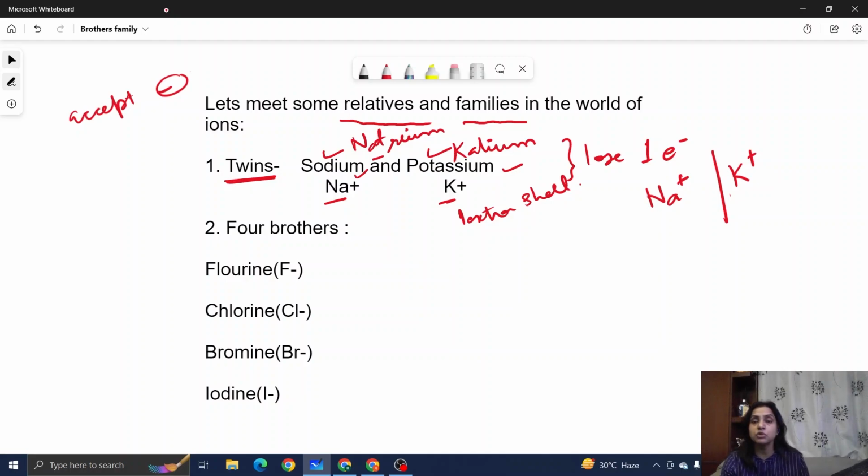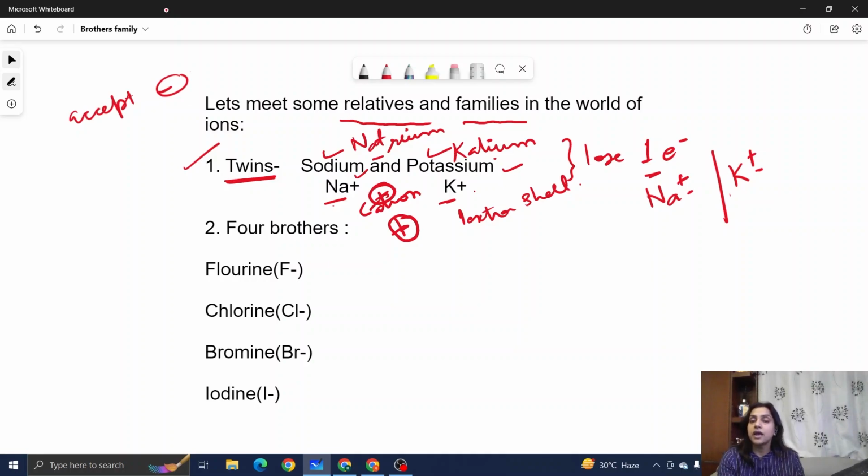Both of them lose one electron and get a positive charge of plus one. Chemical symbols you can see: Na plus, K plus. And since this is a plus sign, it is a cation, as I told you in the previous video. The t in cation stands for a plus sign. So you can always remember that cations are positive in charge. So the first family, the first relation that I am creating for you, is of the twins, sodium and potassium.